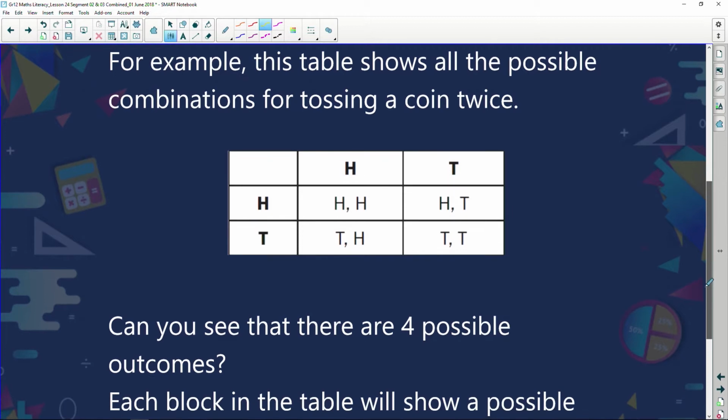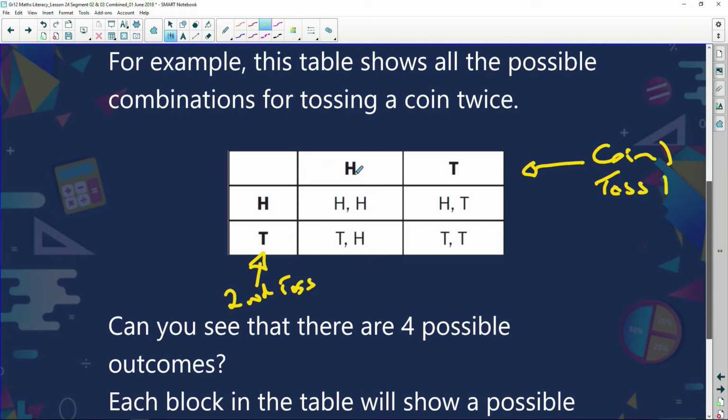So let's have a look here. Over here, this row, I'm going to say is coin 1, and here is my coin 2, or my second toss. Okay, so we'll call this toss 1, toss 2. Same coin, here we go.